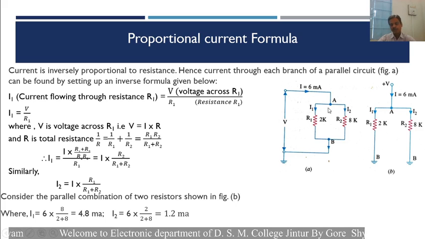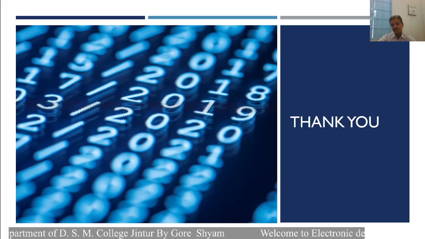If you want to find out the current flowing through any branch in a parallel circuit, we can find it with the help of such a formula, and that formula is the proportional current formula. Okay, so this is the proportional current formula.